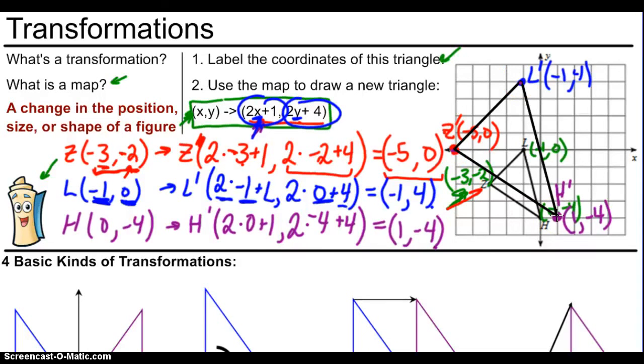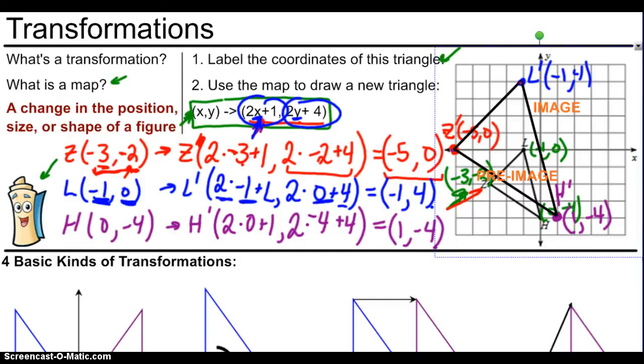We call that new triangle our image. So the new triangle, again, is our image. And the old triangle, the one that we started with, is called our pre-image. Again, pre because it's before we did this map, before we transformed this triangle into the new triangle. We start with Z, L, and H, and we ended with Z prime, L prime, and H prime.